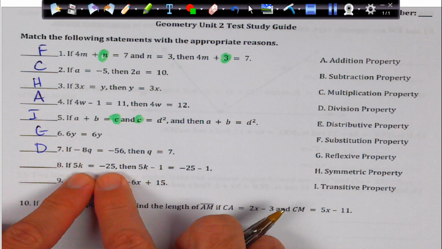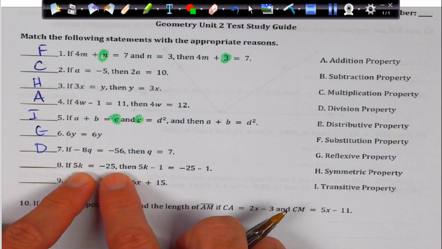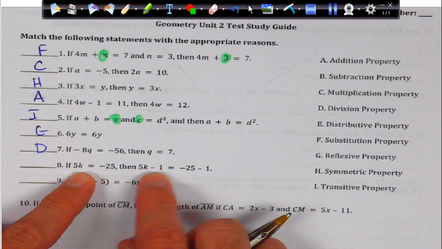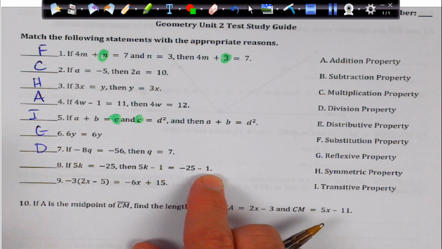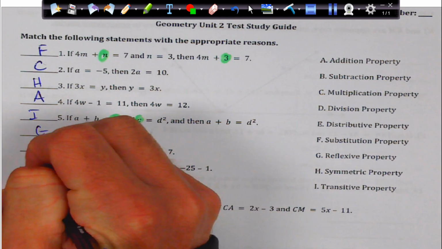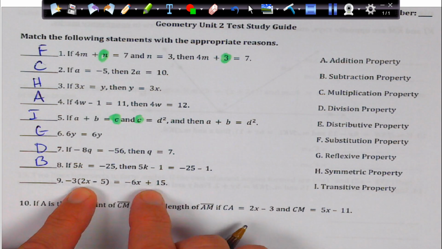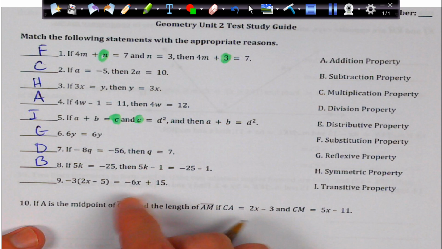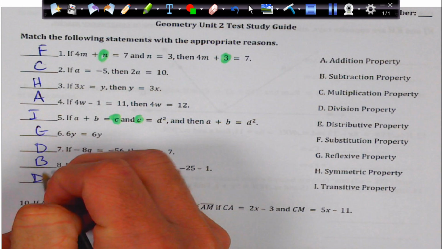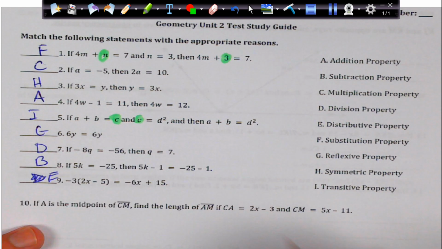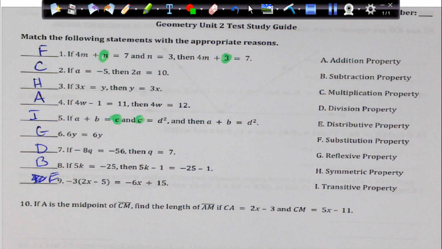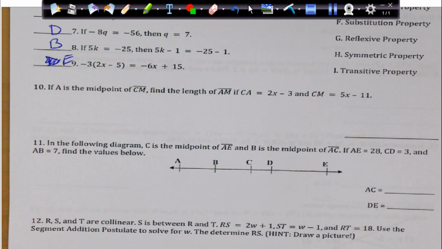Here, I have 5k equals negative 25. Then I have 5k minus 1 equals negative 25 minus 1. Looks like I'm subtracting on both sides, so that's b. And then this appears to be a parentheses, and then no more parentheses. That's a good indication this is probably distributive property, which is e, not d. All right, there you go. Those should be hopefully easy points.